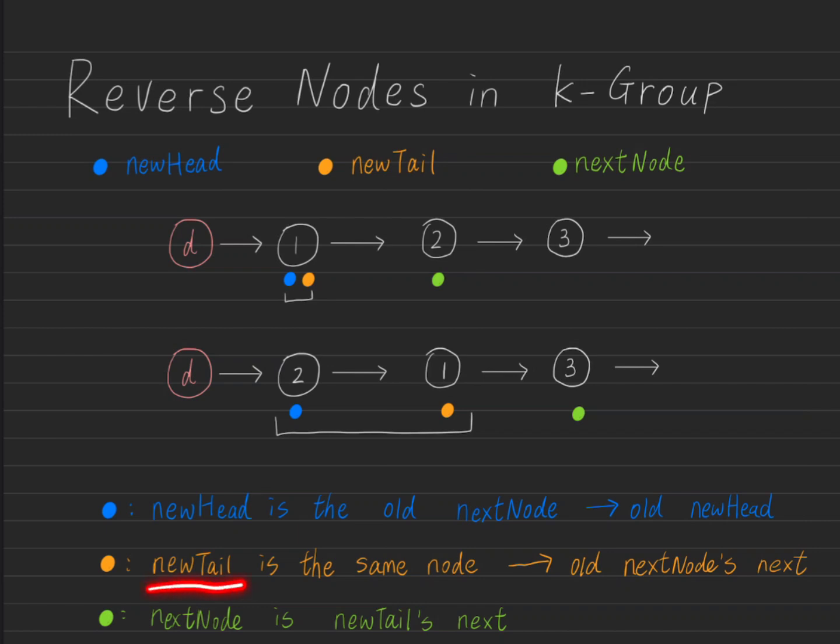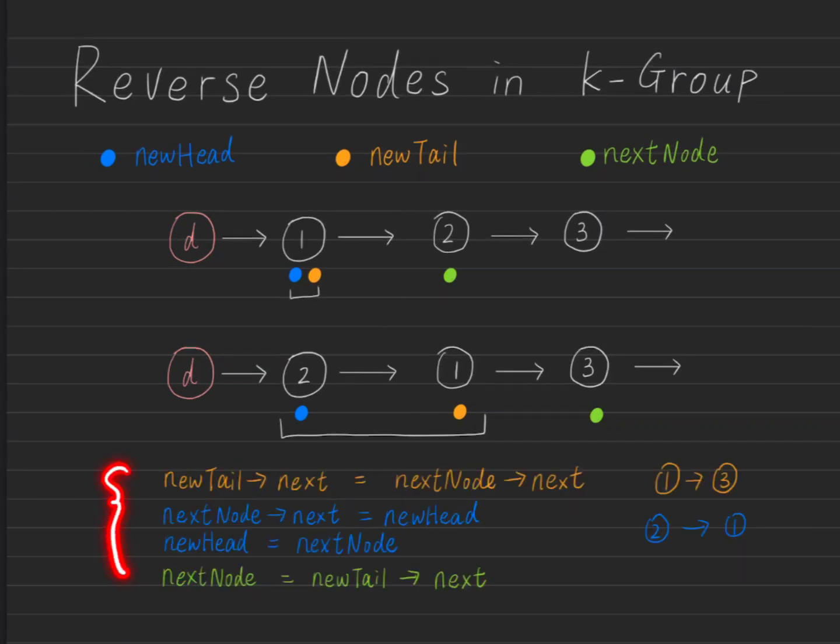As for the tail, it's still node 1 here, but now it's pointing to the old next node's next. And at last, we need to reassign the next node, which is the tail's next. This is what it looks like translated to code. The first step here will make node 1 point to node 3, and the second and third step will move 2 to the front of the list, pointing to node 1. Finally, the pointer to the next node will be readjusted.